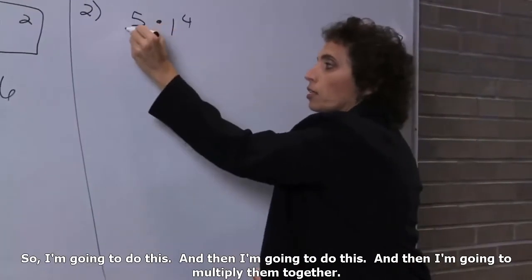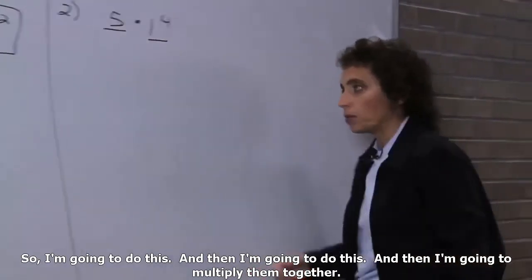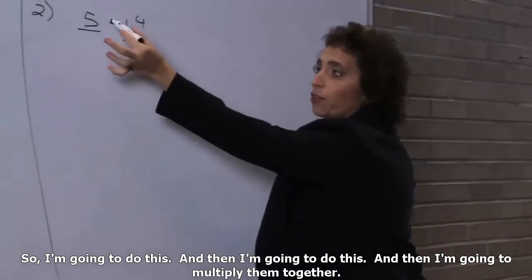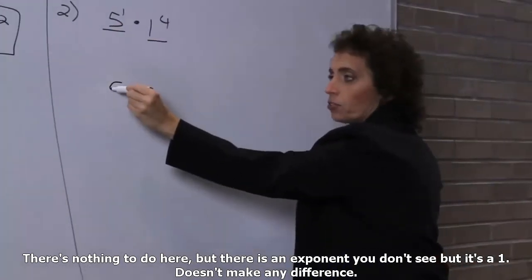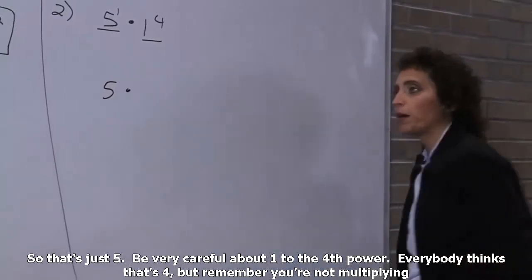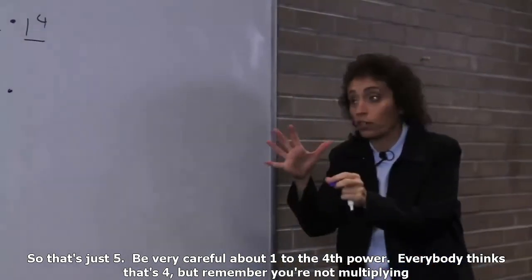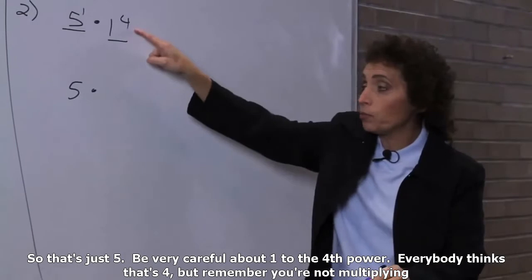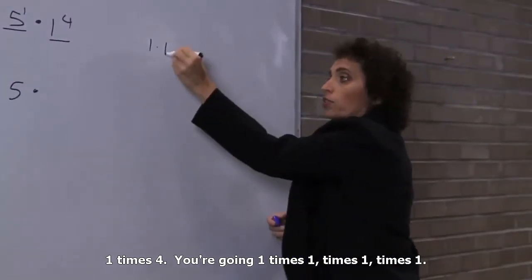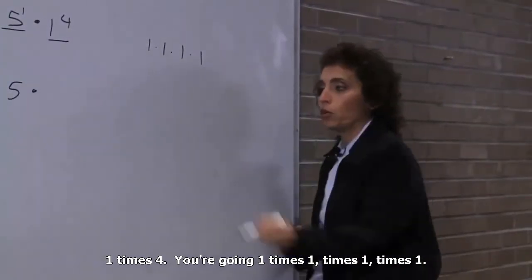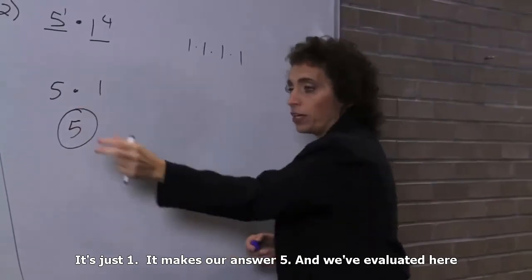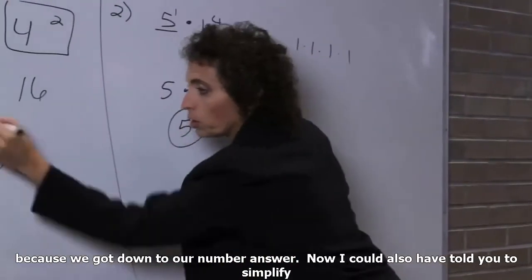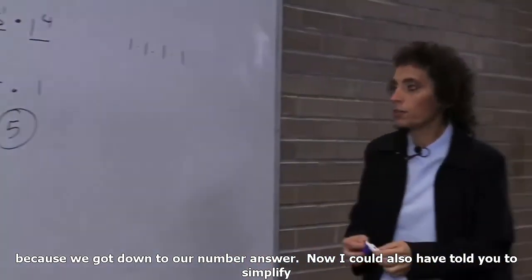So I'm going to do this, and then I'm going to do this, and then I'm going to multiply them together. Well, there's nothing to do here. There is an exponent you don't see, but it's a 1. Doesn't make any difference. So that's just 5. Be very careful about 1 to the 4th power. Everybody thinks that's 4. But remember, you're not multiplying 1 times 4. You're going 1 times 1 times 1 times 1, which is just 1, which makes our answer 5. And we've evaluated here because we got down to our number answer.